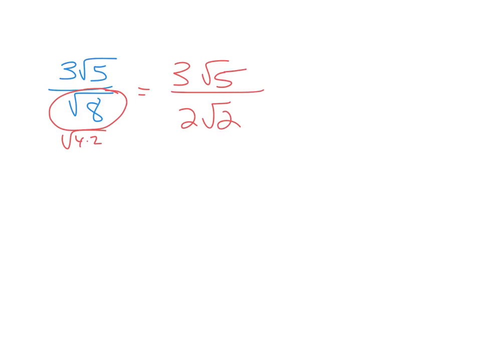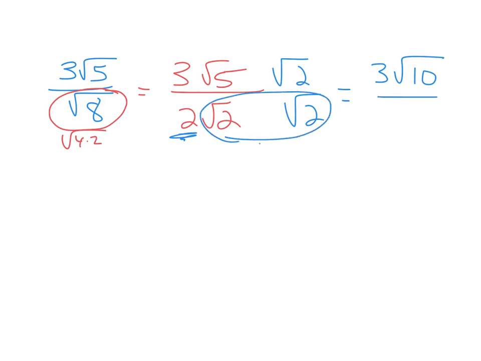Now I only have to multiply the top and the bottom by root 2, because I don't care if there's a 2 there, I just care if there's a radical. So I'm going to get 3 root 10, and then root 2 times root 2 is 2, so 2 times 2 is 4. 3 root 10 all over 4. 10 can't be simplified, so I'm happy with that.